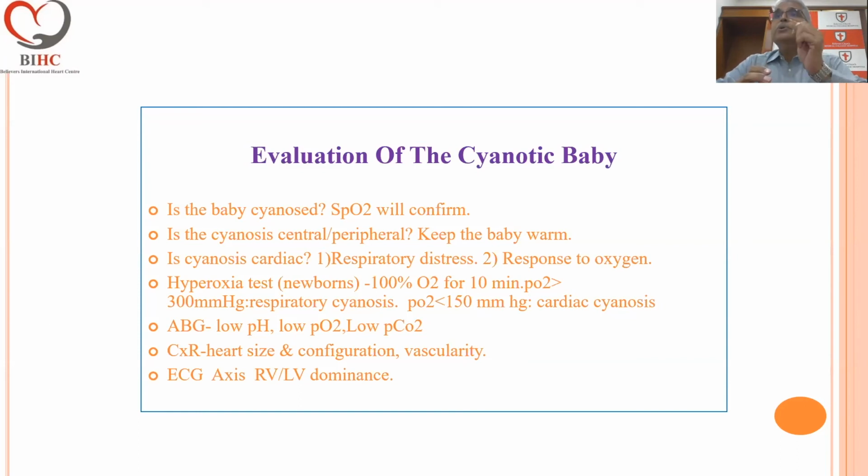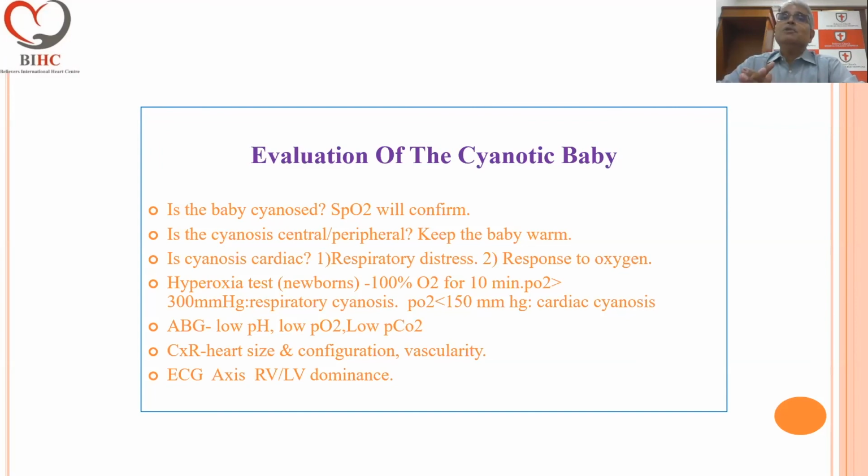If cyanosis is due to a respiratory pathology, giving 100% oxygen for 10 minutes would improve PO2 to above 300. If it stays below 150, there is mixing at the level of the heart and the cyanosis is cardiac. In a cyanotic baby, if you were to do an arterial blood gas, pH will be low, let's say 7.25. PO2 will be low, let's say 35. And PCO2 will be low, let's say 20, all in millimeters of mercury.